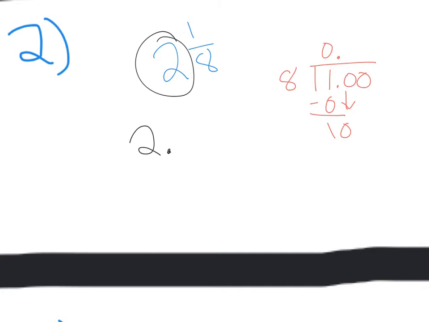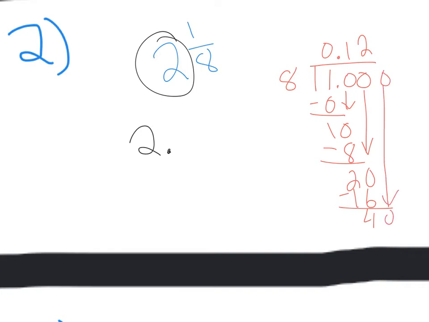Now 8 can go into 10 though. It'll go in 1 time. Mommy multiply, 1 times 8 equals 8. Sister subtract, brother bring down. Daddy divide, 8 goes into 20 2 times. Mommy multiply would make 16. Sister subtract, brother bring down. And last but not least, 8 will go into 40 5 whole times, because 5 times 8 makes 40. And you are done there.